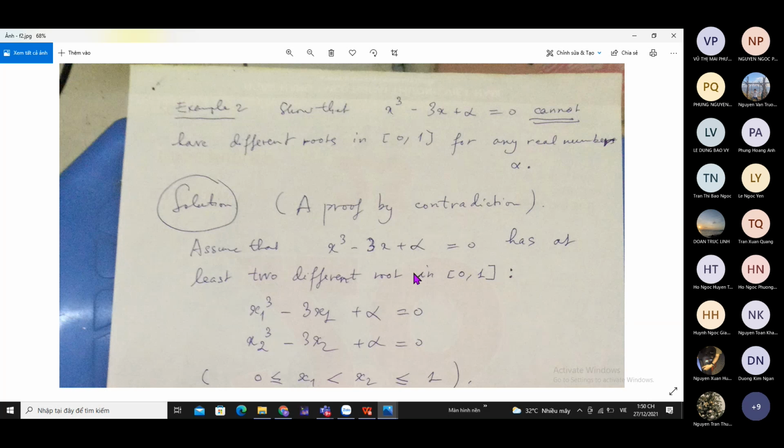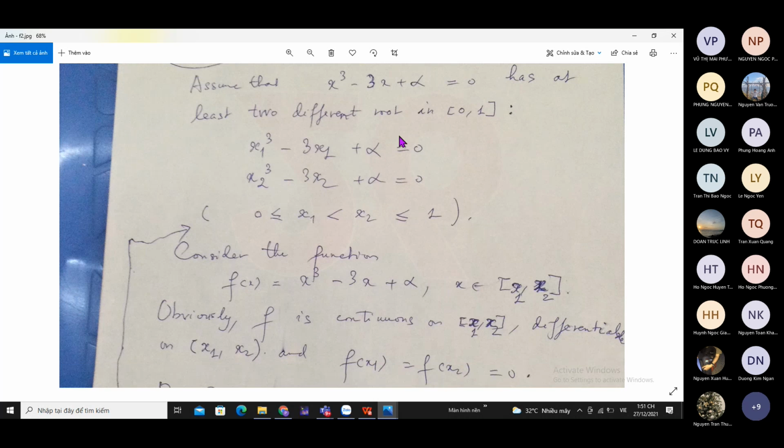Here I just write: assume x cubed minus 3x plus alpha equals 0 has at least two different roots in the closed interval [0, 1], let's say x1 and x2. I mean, we assume that the given equation has two roots x1, x2, where x1 and x2 are between 0 and 1, and x1 is less than x2.